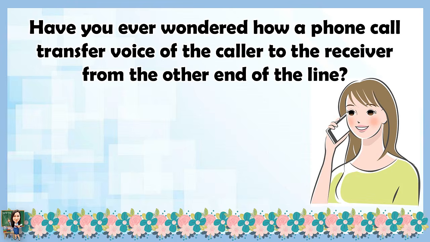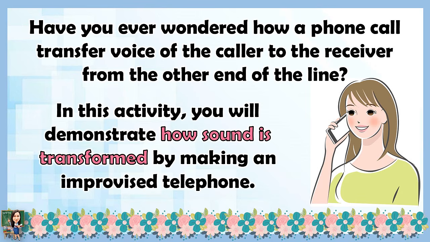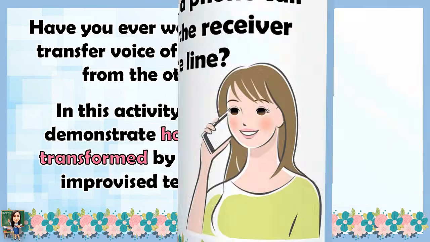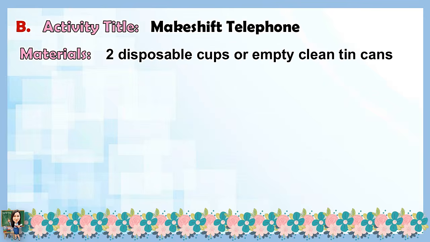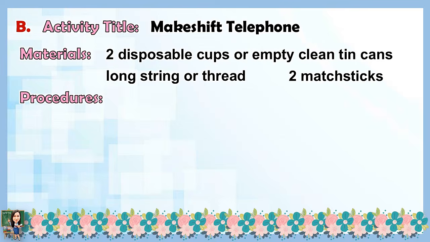Have you ever wondered how a phone call transfers the voice of the caller to the receiver from the other end of the line? In this activity, you will demonstrate how sound is transformed by making an improvised telephone. For activity B, the activity title is Makeshift Telephone. The materials in making this are 2 disposable cups or empty clean tin cans, long string or thread, and 2 matchsticks. Here are the procedures.